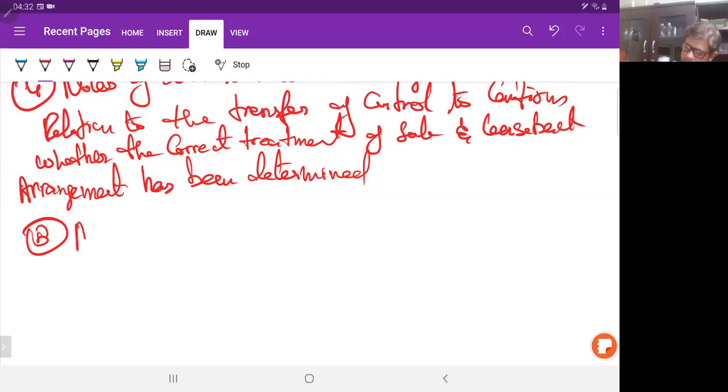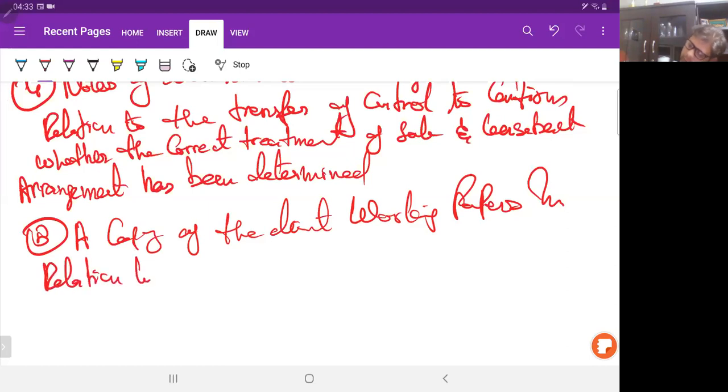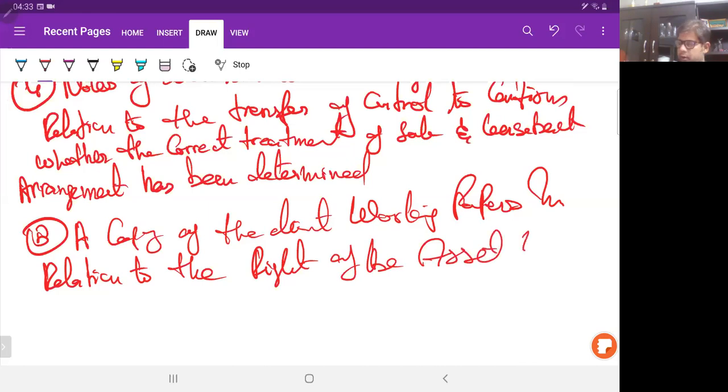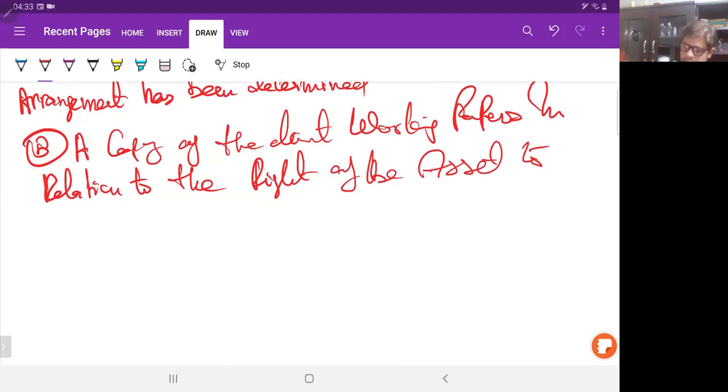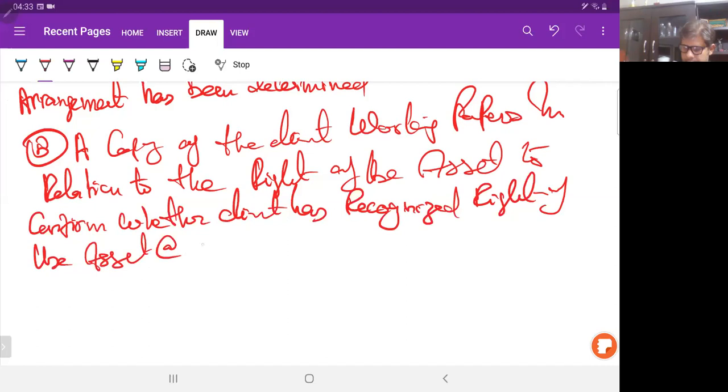A copy of the client working papers, in relation to the right of use asset, to confirm whether the client has recognized the right of use asset at the correct amount.